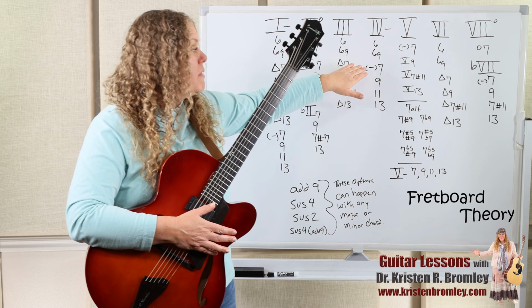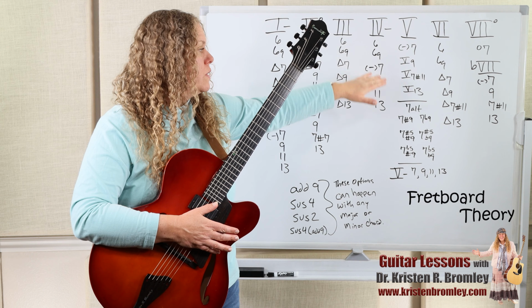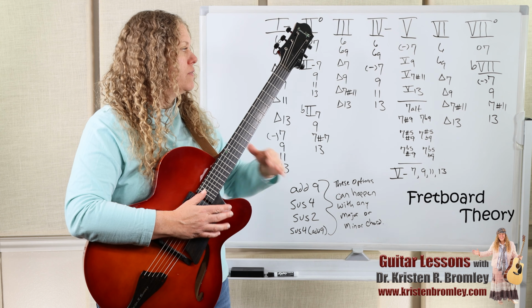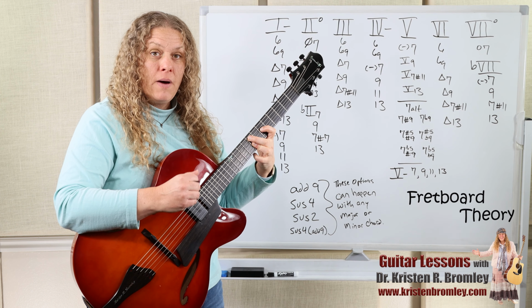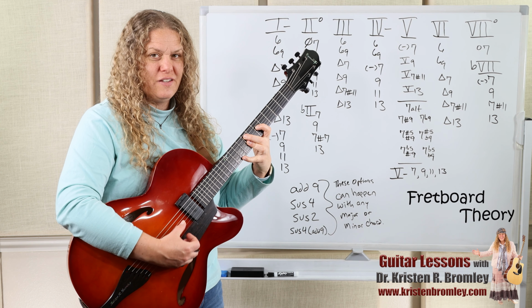Here we do get the minor 7th a lot, the minor minor 7th chord a lot. So our minor chord with that flatted 7th, which also could have the 9th, 11th, and 13th. So that minor 9, minor 11, minor 13.